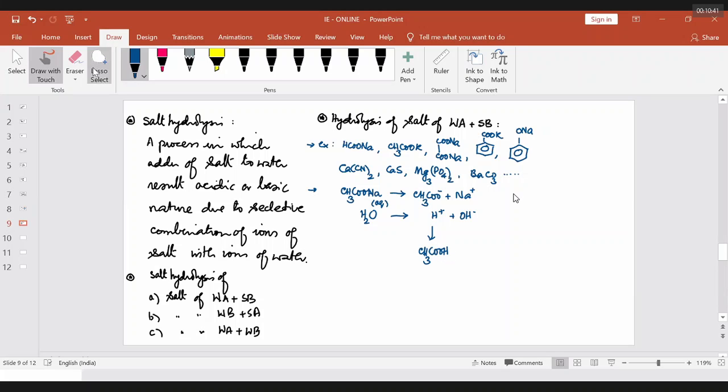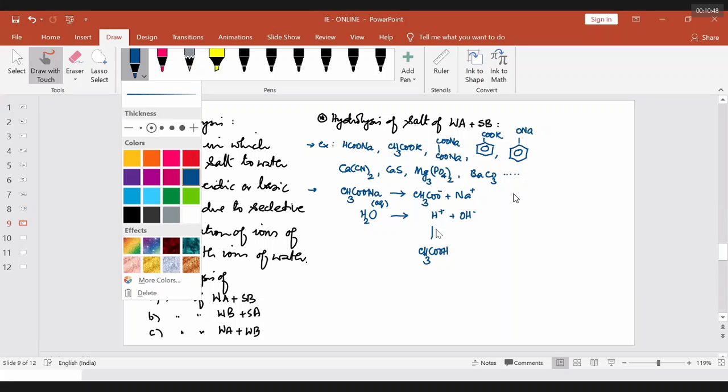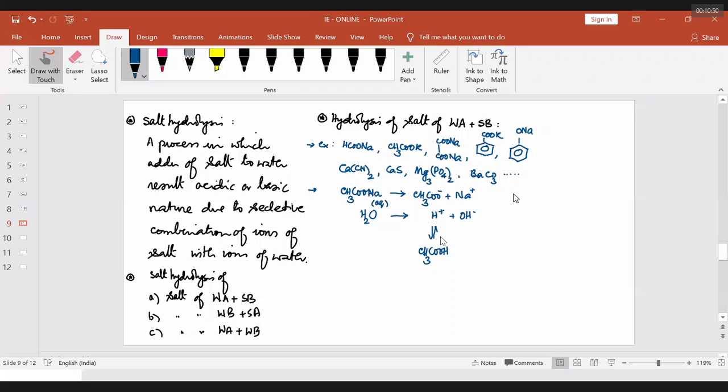Since it is a weak electrolyte, there will be an equilibrium process. Hence, we should write this type of equation. What is happening here? Acetate ion is getting combined with H plus ion. This combination is known as salt hydrolysis. Selective ions of salt react with ions of water.